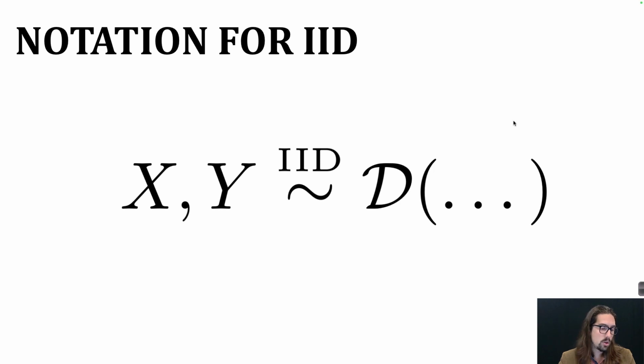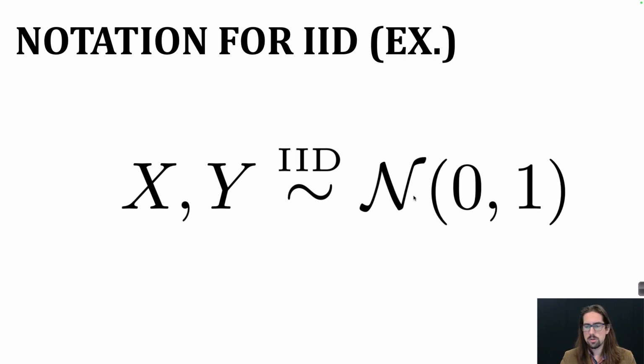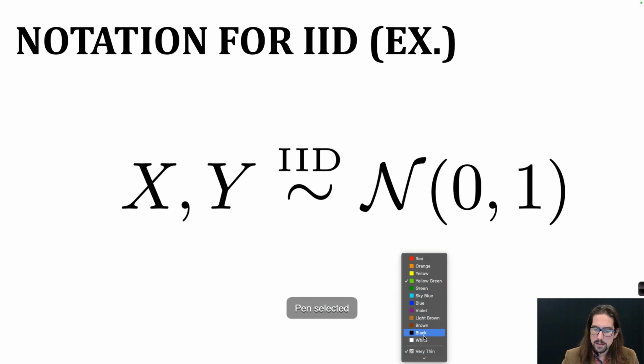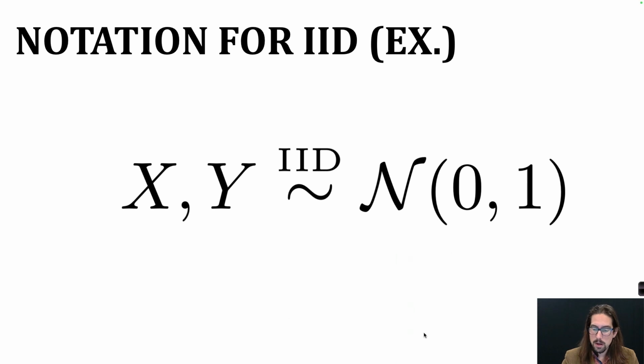So notationally, we usually write X, Y IID from some distribution, so normal, uniform, whatever, to say that these two things are independent, but they both happen to have the same distribution. So for example, normal. And again, normally this is used to describe the same measurement taken on different people in the population.